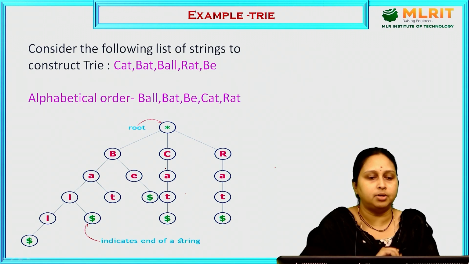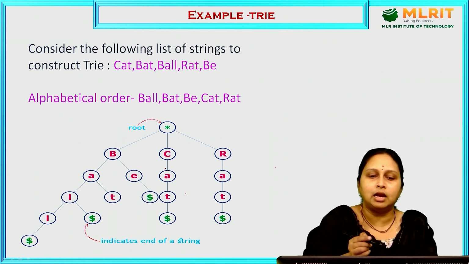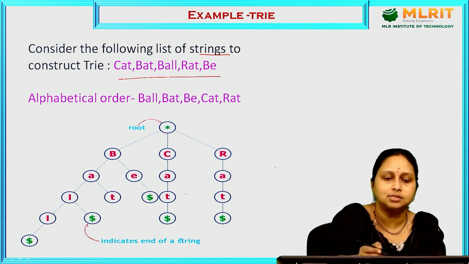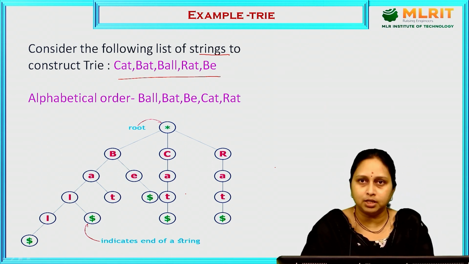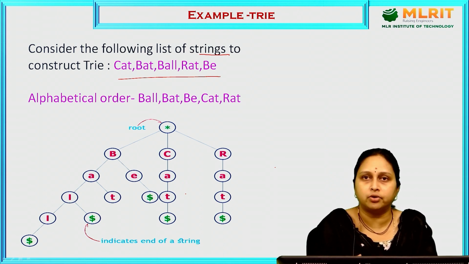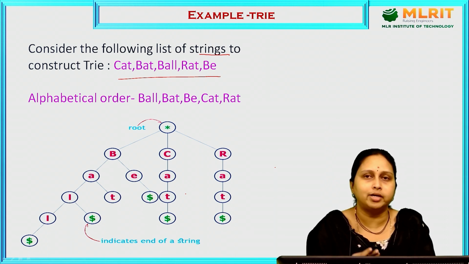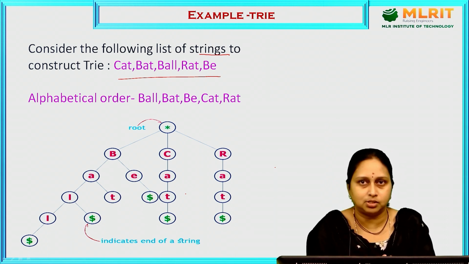Now let us come to the example. Suppose we are given a list of strings like this: cat, bat, ball, rat and bee. How am I going to construct this TRIE? This is a standard TRIE, and we will look at some more points regarding the standard TRIE in the next slide.